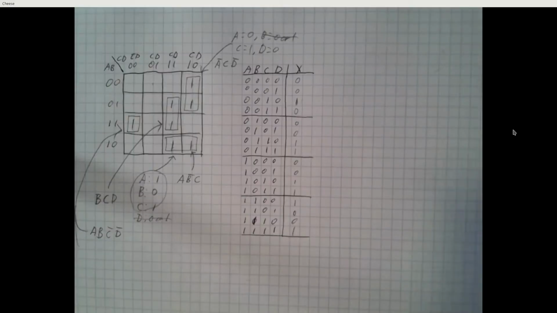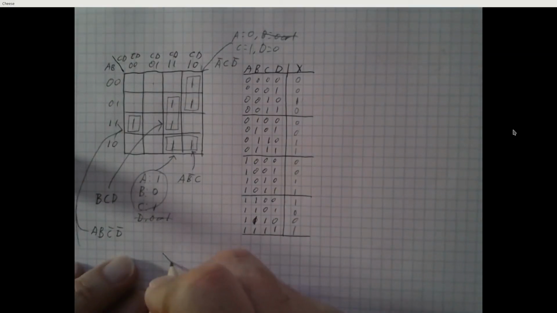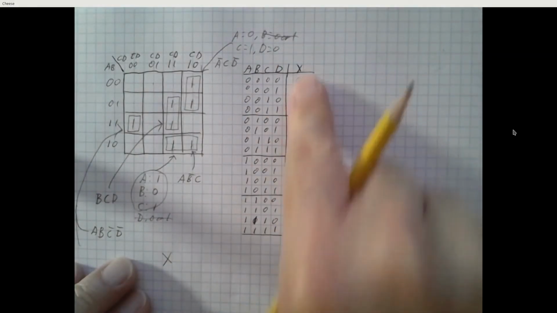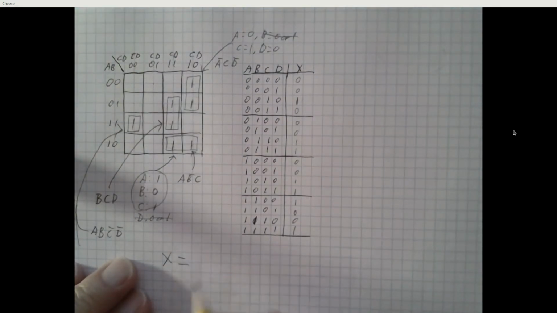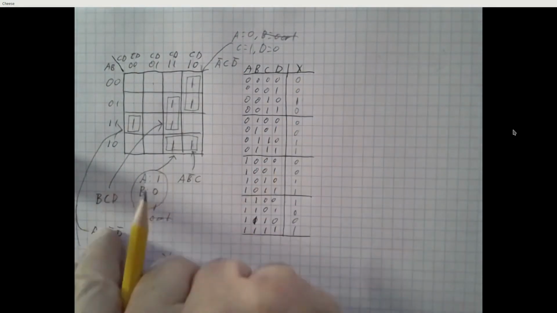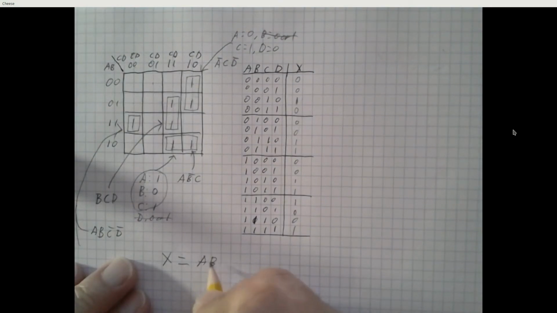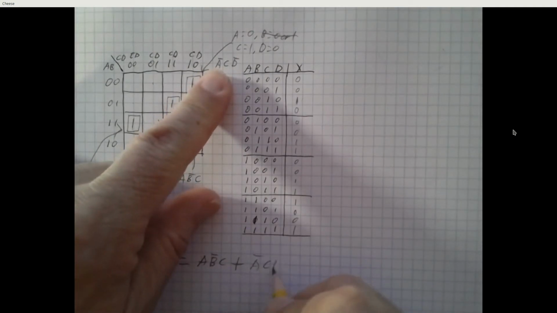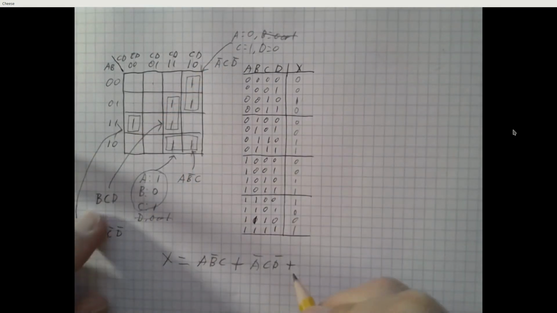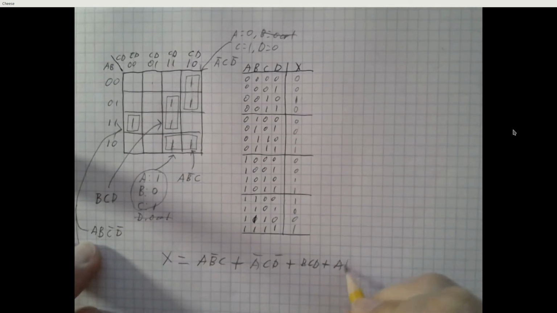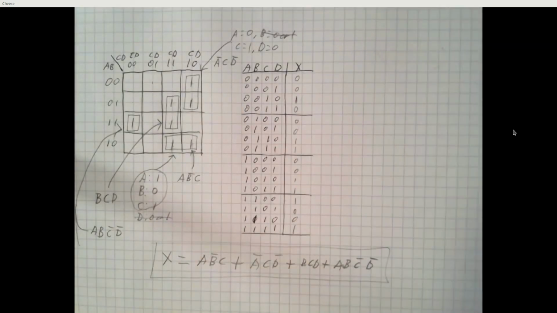equation. So we're trying to write an equation for x, right? That's the expression in our truth table. It's just equal to the sum of these product terms corresponding to each rectangle. So x is equal to A, B bar, C, ORed with A bar, C, D bar, ORed with B, C, D, ORed with A, B, C bar, D bar. And that's your final answer. And that's all there is to it.